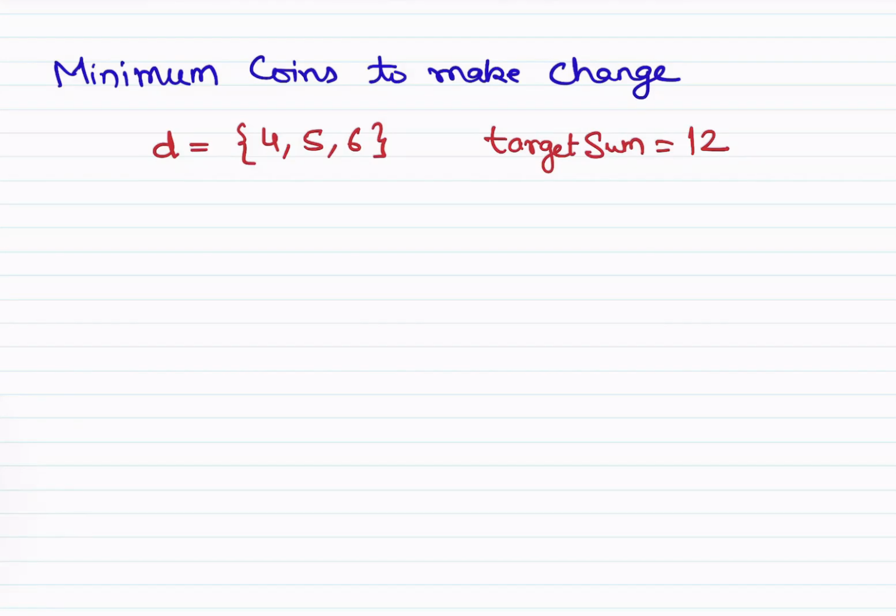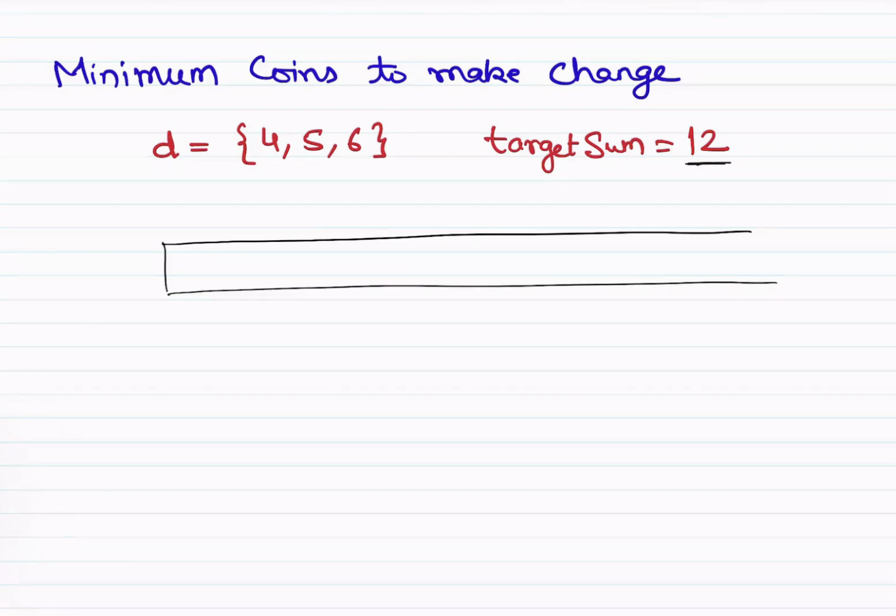Now we have to make change for, let's say, 12 rupees, and we have 4, 5, and 6 rupee coins. So what we can try to do is think bottom up from the smallest value. Let's say we try to build a table where we find out the minimum coins required to make change for denomination I. If it is 0, how many minimum coins are required out of these to make change of 0 rupees? So we know the answer is 0.